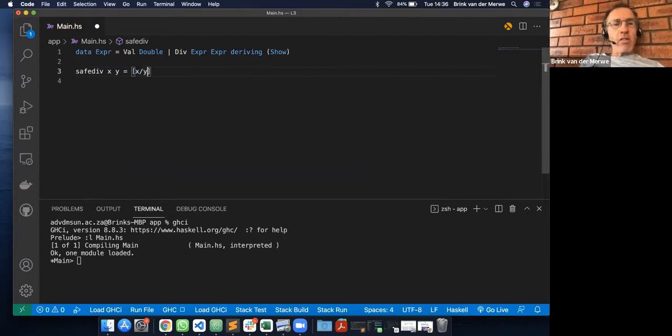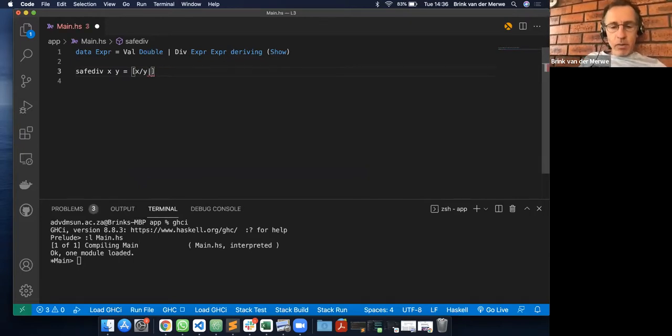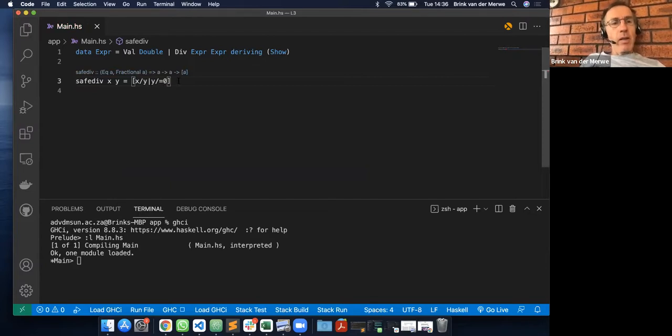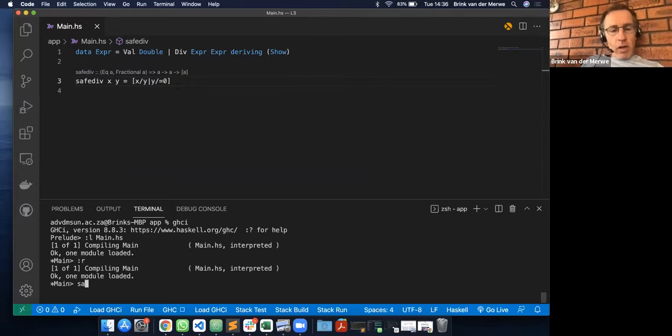So let's use lists. It's simply x divided by y, but we assume that y is not equal to 0. If I just reload this, and do a safe diff of 10 and 0, I simply get the empty list.